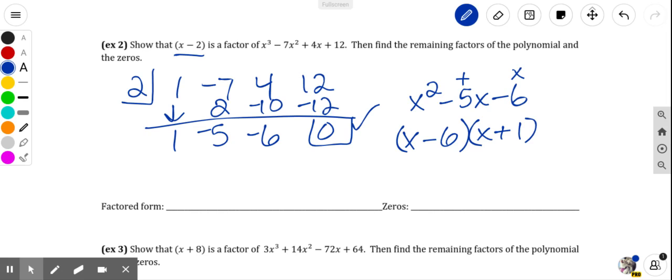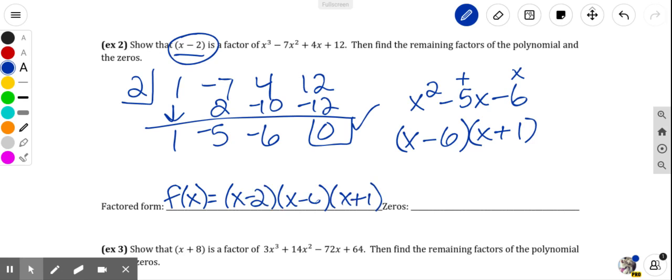Okay, so our final factored form, we take the one from the given. So we have f of x equals x minus 2, x minus 6, x plus 1. So our zeros are 2, 6, negative 1. So that's it.